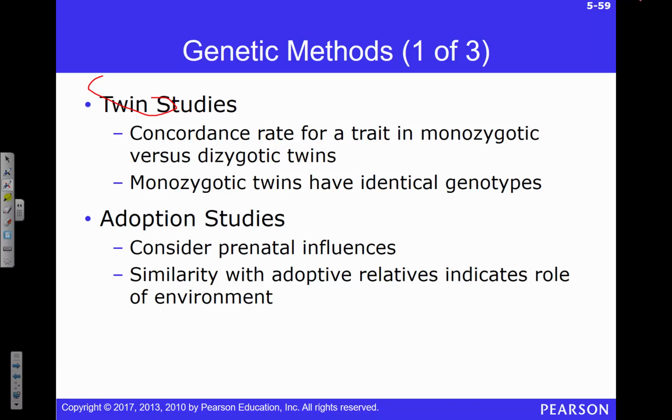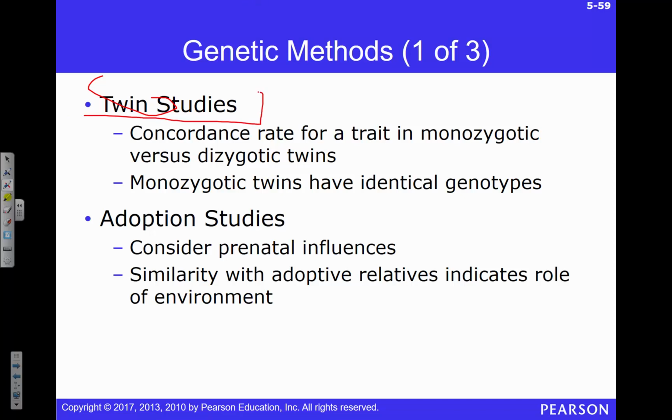So twin studies and adoption studies, these are pretty cool for genetic approaches. You know the difference between monozygotic and dizygotic twins? Yeah, one and two, right? So monozygotic, you only had one zygote, and then you ended up being two people. So your DNA is identical, those are identical twins. Dizygotic, you had two zygotes, so you always have been two independent people. Those are what we call fraternal twins, right? So they're not going to be identical.